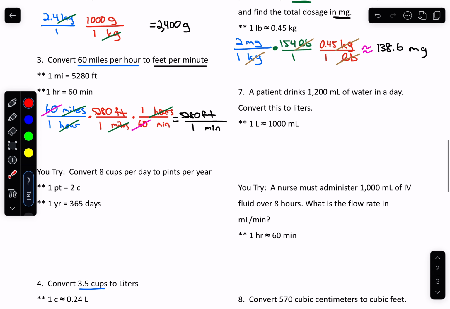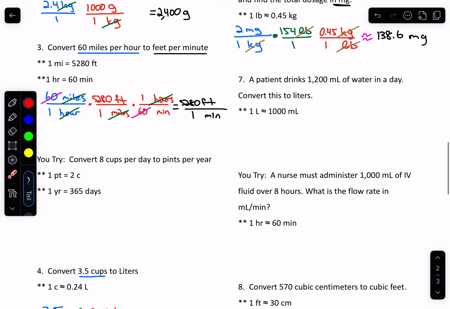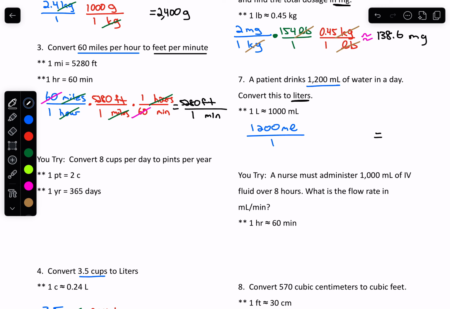All right, number 7. A patient drinks 1,200 milliliters of water in a day. Convert this to liters. This is probably one of the easiest ones we're going to do because it's very similar to the previous topic where we're just converting within the metric system. So we have 1,200 milliliters, and this is over 1 because we want to make it a fraction. We're trying to convert this to liters, so over here I'll put liters as my ending unit.